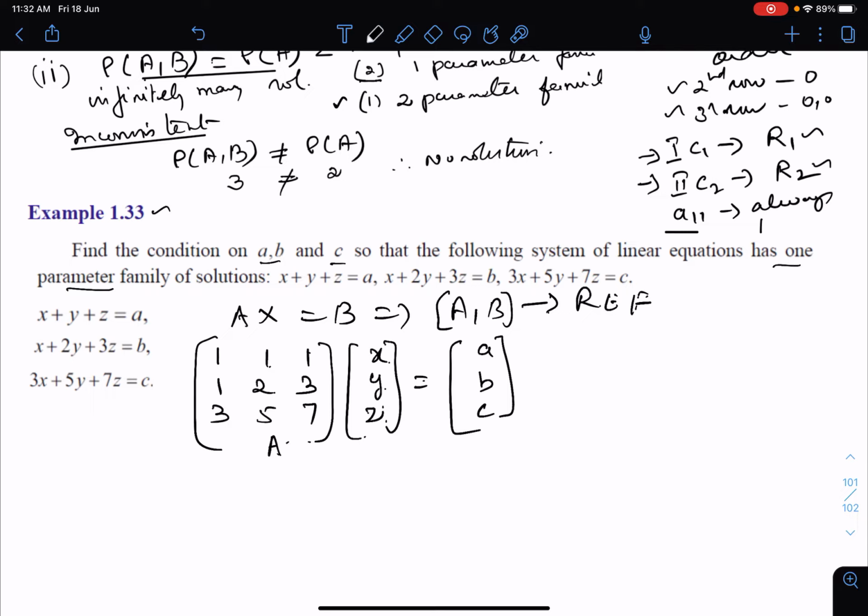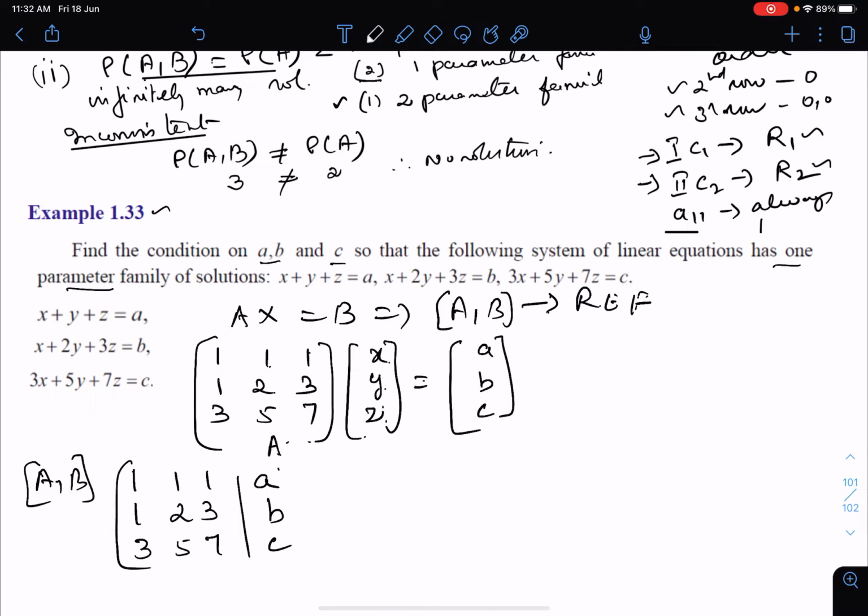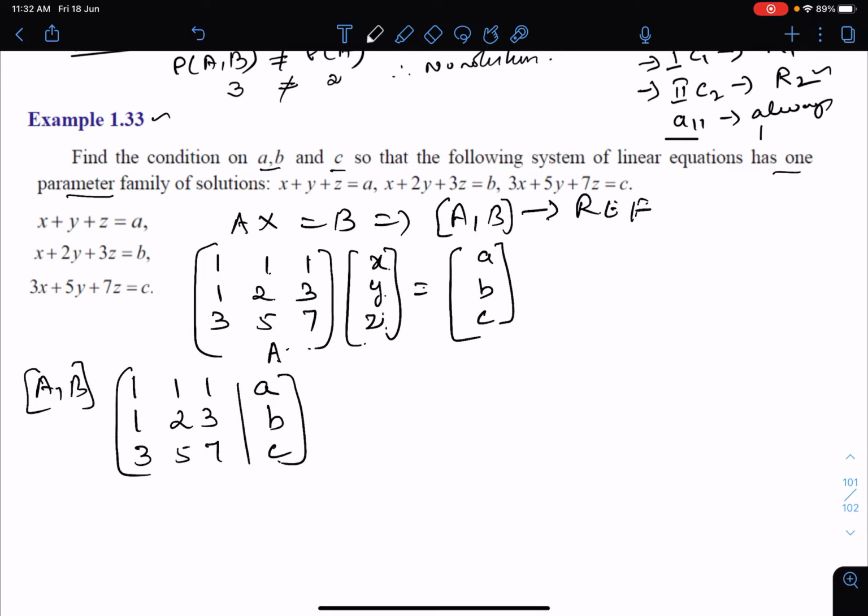Now the augmented matrix [A|B]. You're going to get 1 1 1 and A, 1 2 3 and B, 3 5 7 and C. Now, I already got a 1, so you can directly reduce. Below this 1 you are going to bring these elements to 0. For that you take the help of row 1. Therefore row 2 becomes row 2 minus row 1, because it is 1 here, you can directly subtract. Similarly, row 3 has 3 there, so row 3 minus 3 row 1.